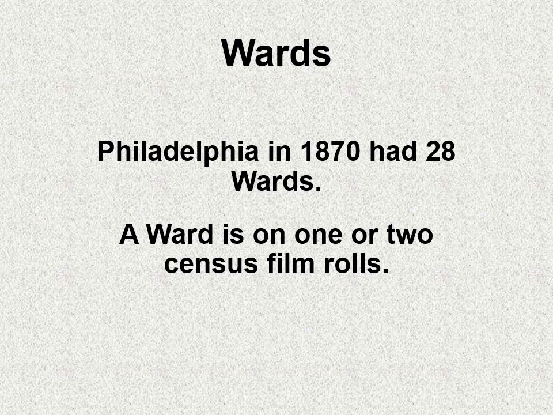Philadelphia in 1870 had 28 wards. A ward is on 1 or 2 census film rolls. Well, wards as census districts are too cumbersome. There's not enough of them, given the population of the city. But let's look at them in more detail. They can be used as a finder aid.